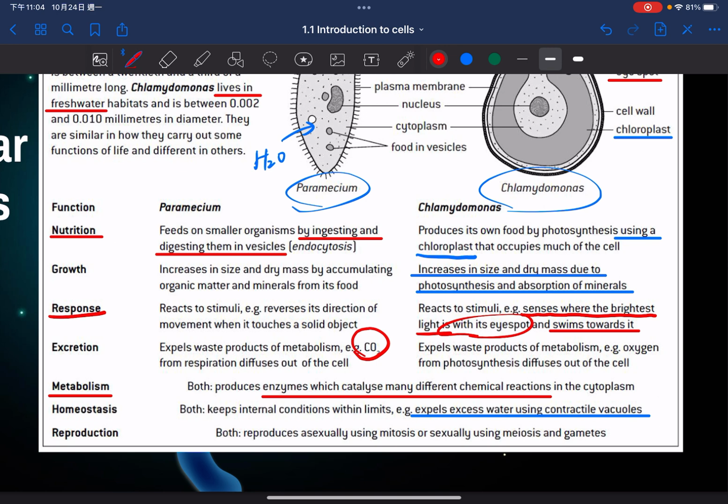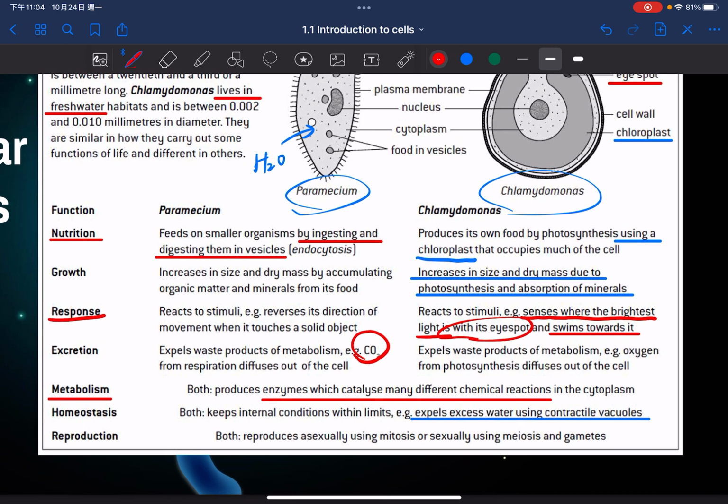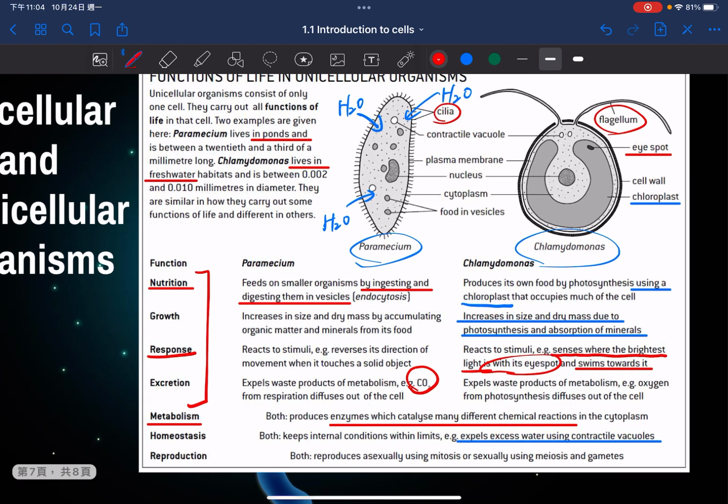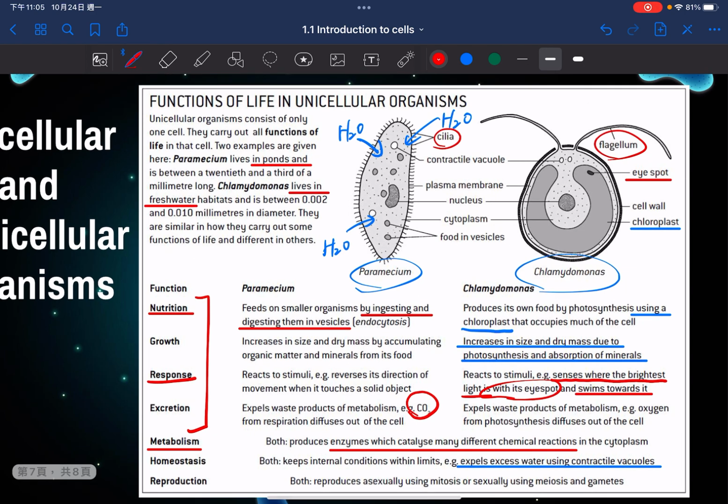Okay, and you can see the final three, metabolism, homeostasis and reproduction, both can do. But I just have to tell you the first four functions, nutrition, growth, response, and excretion, which are a little different between them. But actually, I believe that you understand it. The main point is every unicellular organism can express all the properties or all the functions of life.